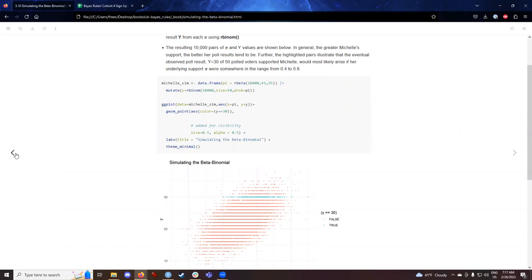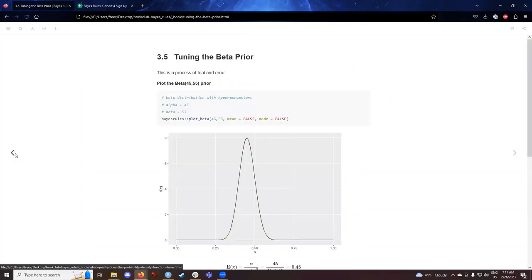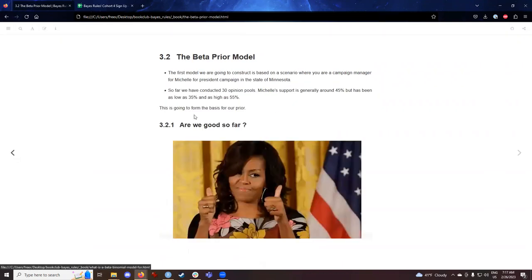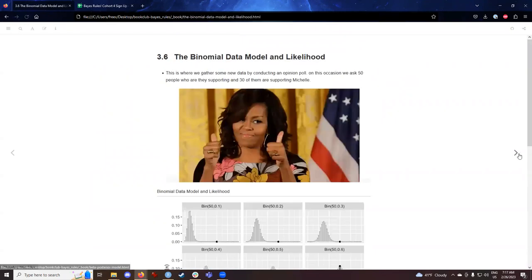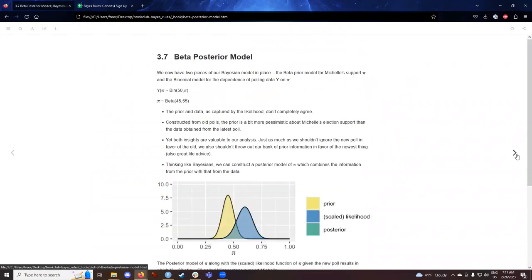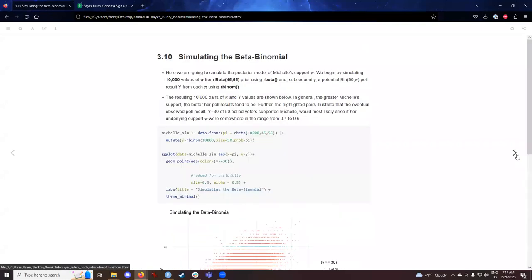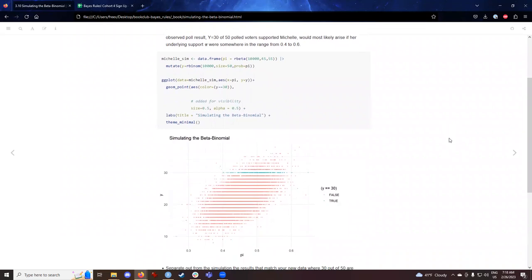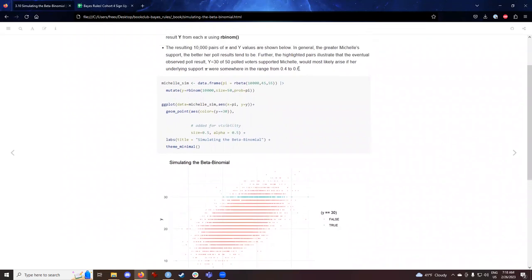So a few things going on here. Let me flip back. In the development of the prior information, we saw that some polls were as low as 35 and as high as 55. Starting to incorporate the new information and the data, running a simulation thereof, we're trying to estimate the true proportion of people who would support this candidate. And simulation is pointing us now towards a range of 0.4 to 0.6.